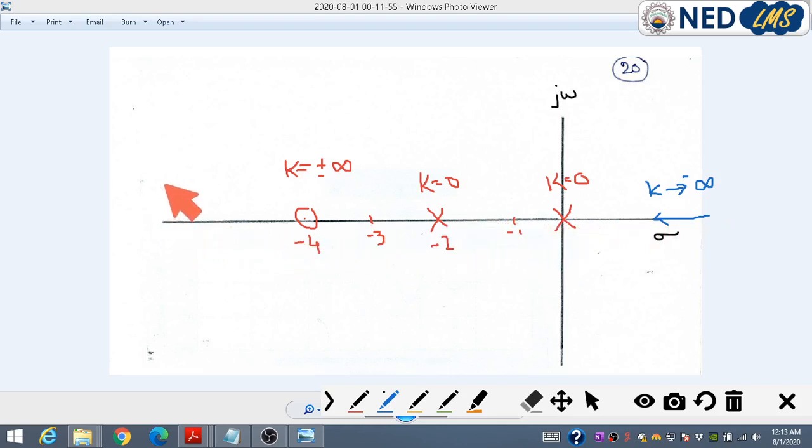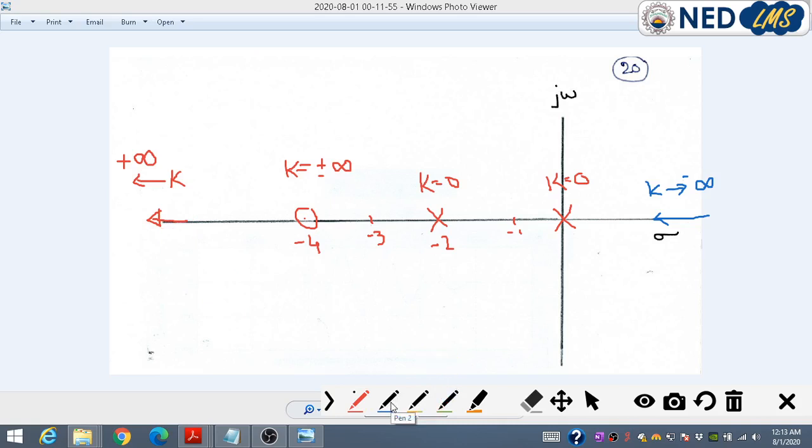And the other one is K approaching positive infinity, which is the angle of asymptote of RL, and it is the end point of the branch. So I am representing the branch in the outward direction. It is the end point of the branch.